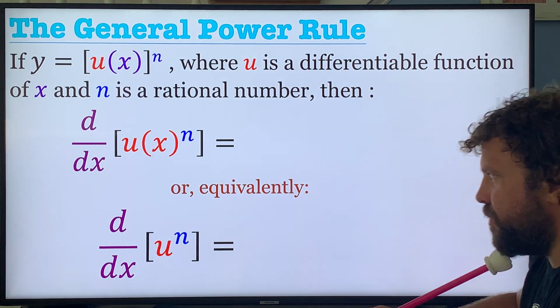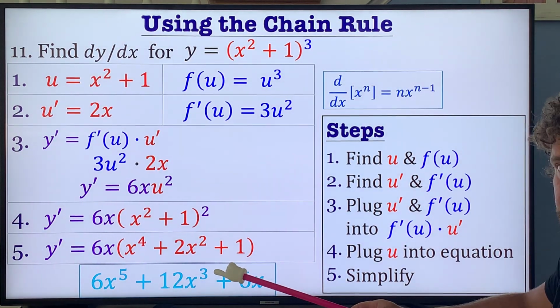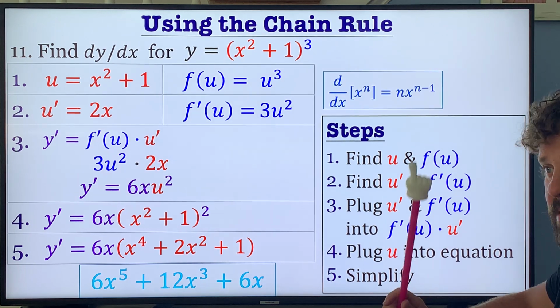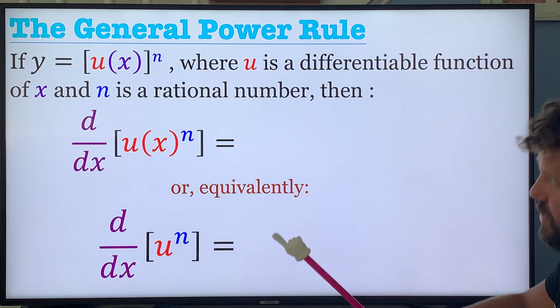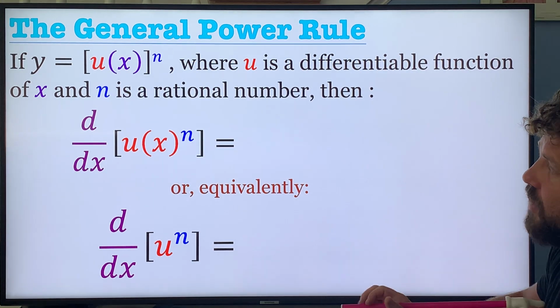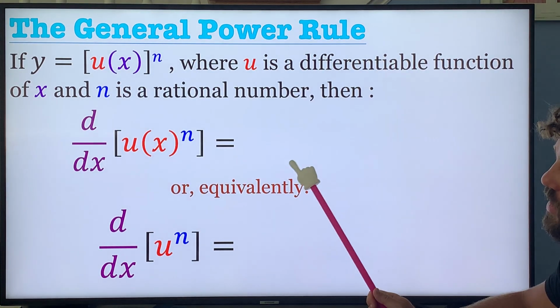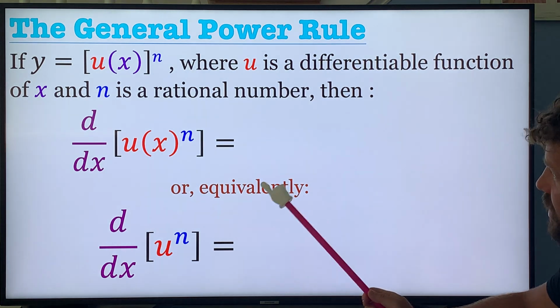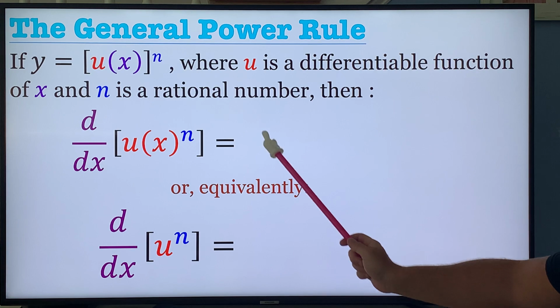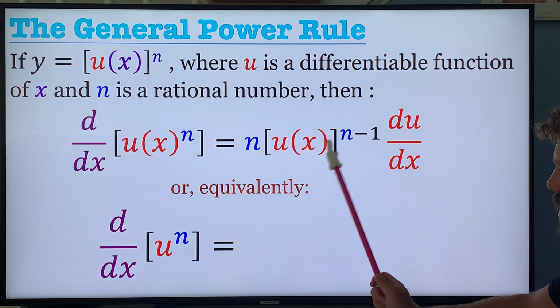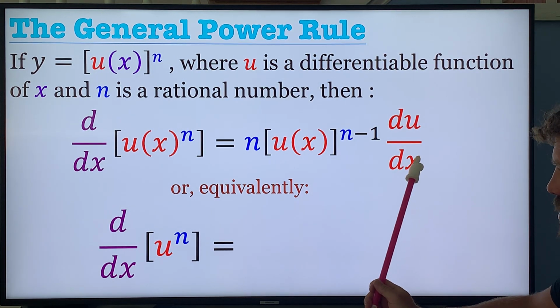Now, keep this in mind. I'm going to show you both methods, and then you're going to just see which one you like better. Now there's the general power rule. The general power rule states if y equals u(x) to the n, where u is a differentiable function and n is rational, then the derivative of u(x) to the n equals n u(x) to the n minus 1 du/dx.